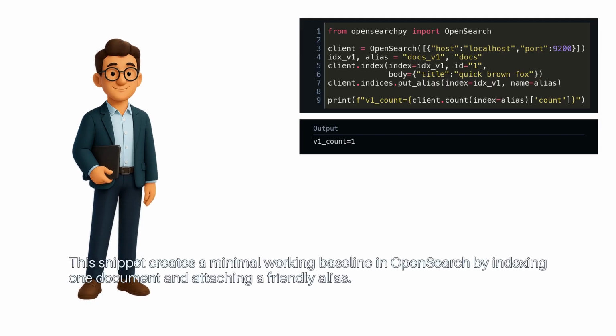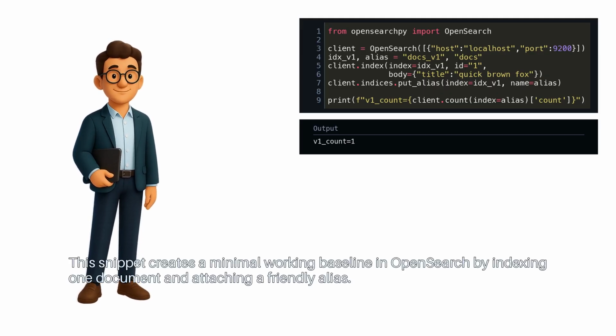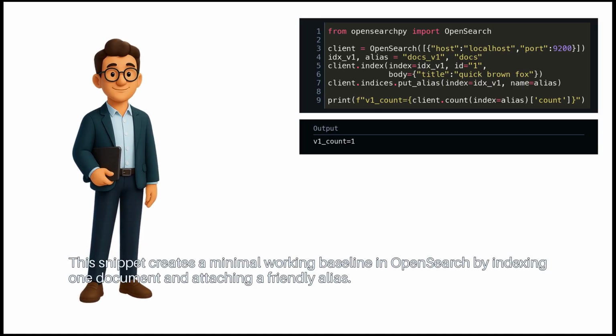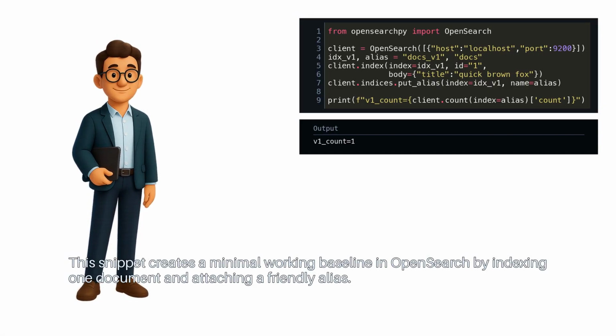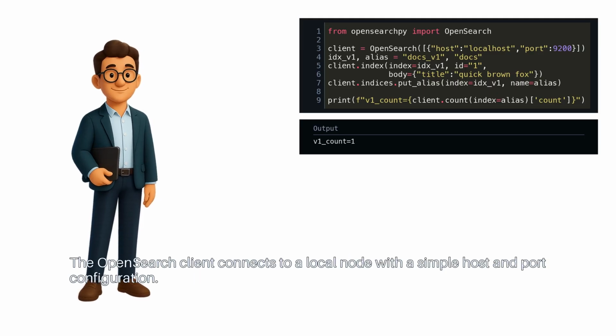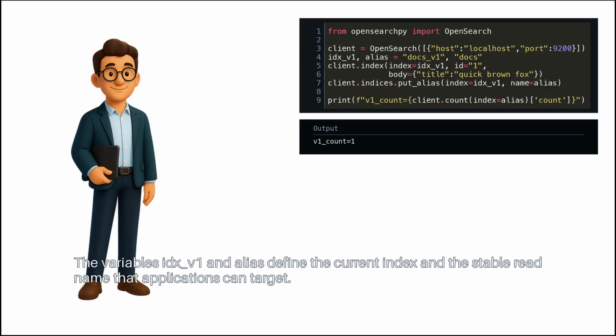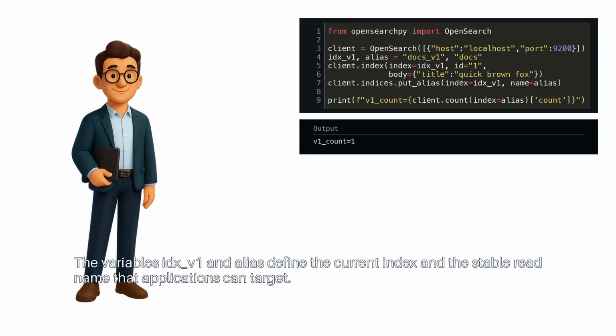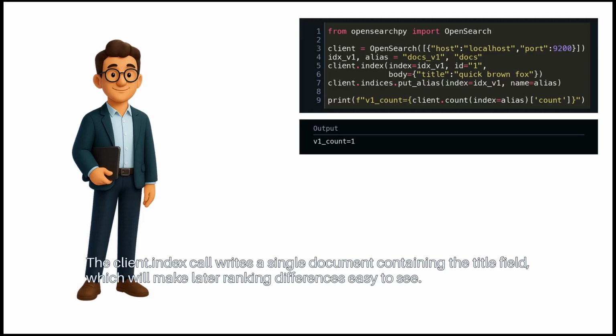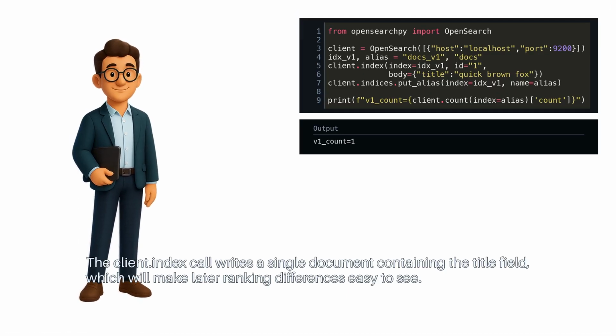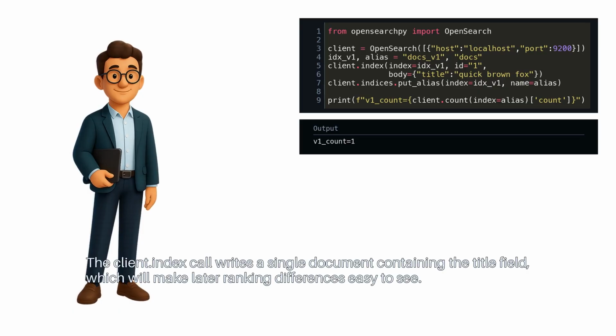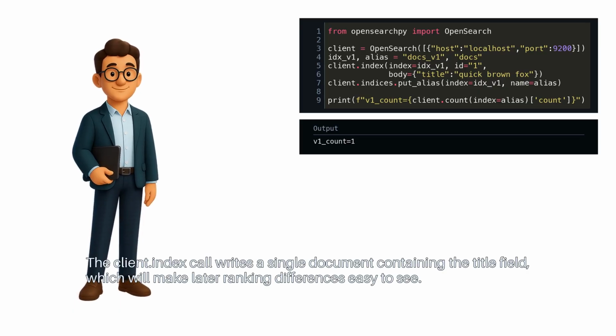This snippet creates a minimal working baseline in OpenSearch by indexing one document and attaching a friendly alias. The OpenSearch client connects to a local node with a simple host and port configuration. The variables IDX v1 and alias define the current index and the stable read name that applications can target. The client.index call writes a single document containing the title field, which will make later ranking differences easy to see.